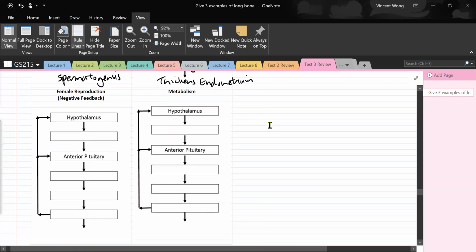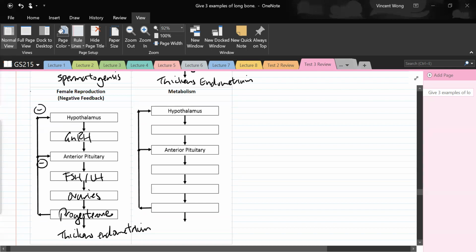This is another one for the female. Right? We have the GnRH. FSH, LH again. It's going to go to the ovaries. And then it's going to basically trigger ovulation. And then we're going to get the progesterone, which will thicken endometrium again in preparation for pregnancy. But this time we will have negative feedback because the egg is already in the fallopian tube. There's no need to develop another one.